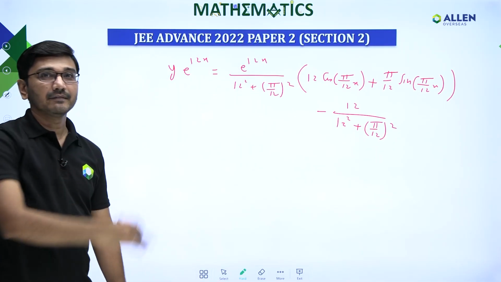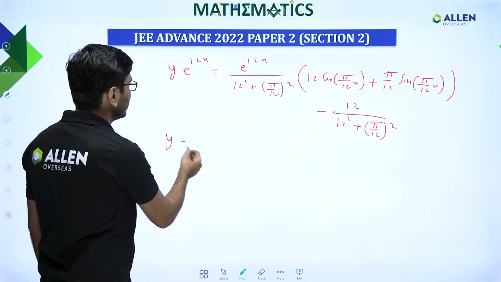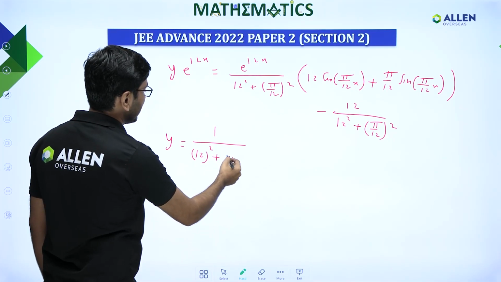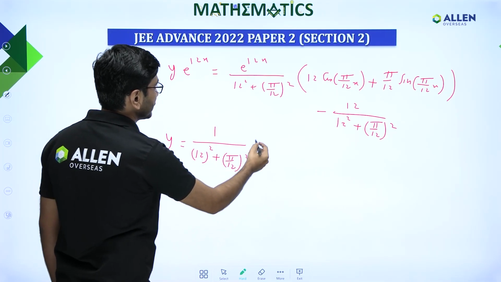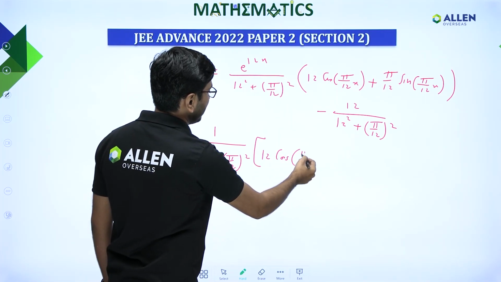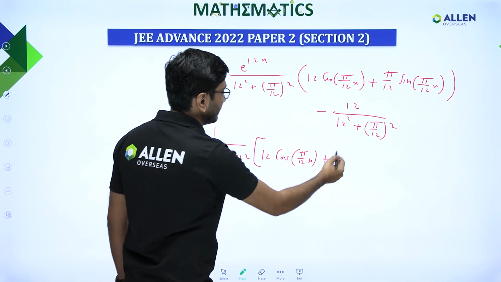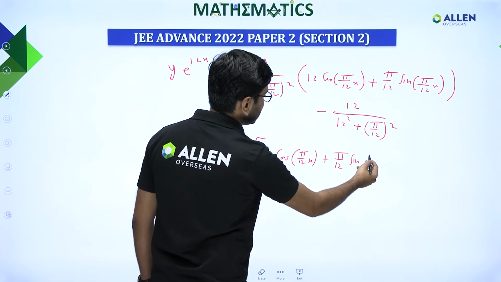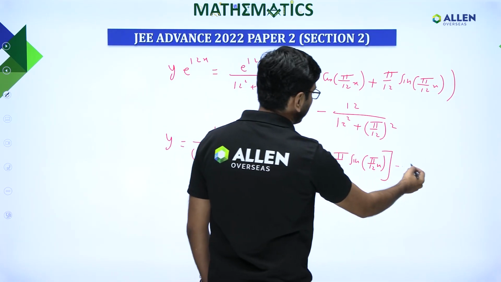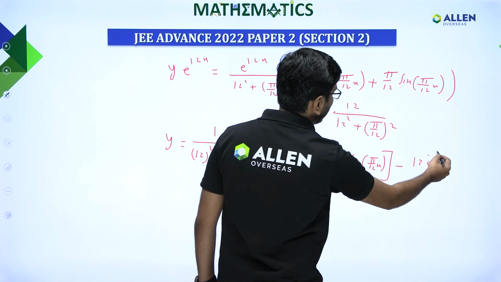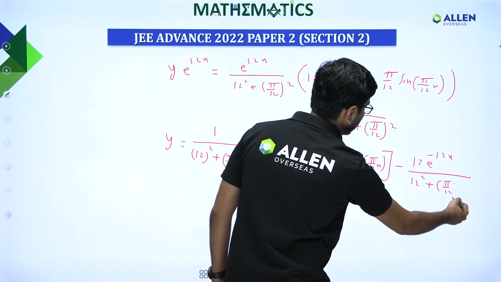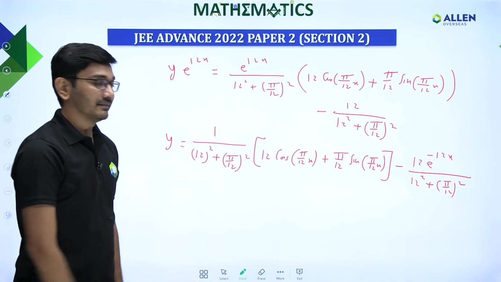If we divide the whole of the equation by e raised to 12x, I will get y equal to 1 divided by 12 square plus pi by 12 whole square, and here in a bracket I will get 12 cos of pi by 12x plus pi by 12 sin of pi by 12x, and here minus 12 e raised to minus 12x divided by 12 square plus pi by 12 square. This is what I will get.